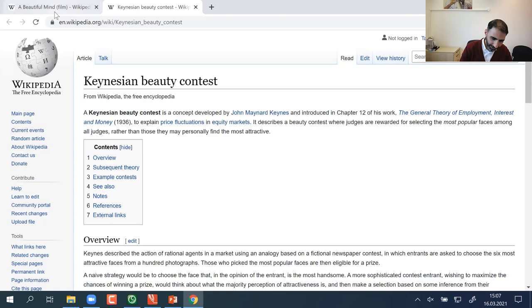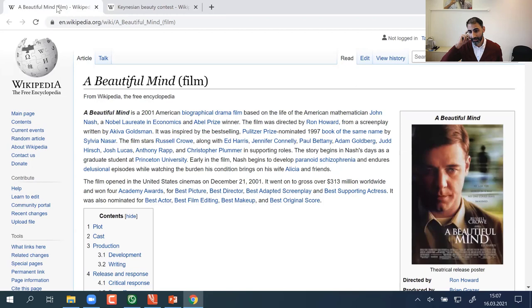And related to this, there is a nice movie, A Beautiful Mind. It is about Nash, the famous John Nash. He also won, I think, the Nobel Prize. So I would suggest, if you have time next week, not this week, you don't have time, you have to work in the lab. If you have time next week, I would suggest you watch this movie. It's really nice, and you would understand more about network thinking.